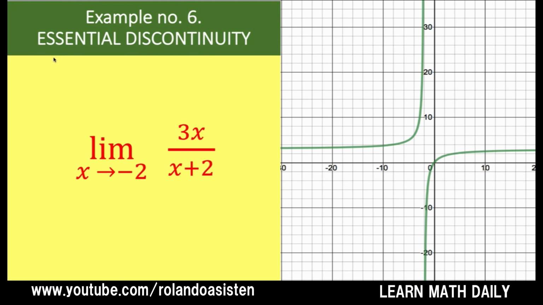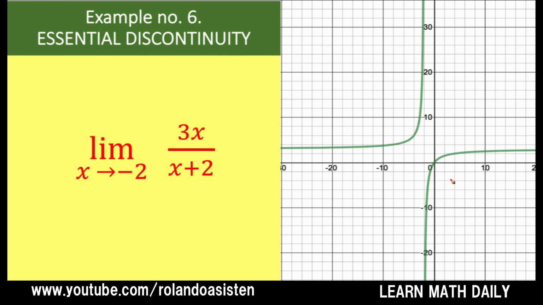Now let's talk about essential discontinuity. In the previous example, we talked about removable discontinuity. Here, we're going to talk about essential discontinuity. An essential discontinuity is a discontinuity that cannot be repaired by just plugging in a single point. For example, in this function, you cannot repair the discontinuity by just using a single point because you have this wide open discontinuity.